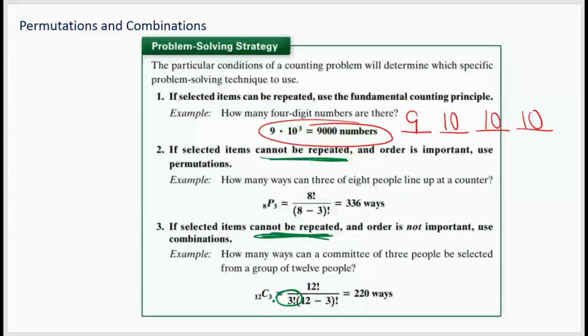You subtract out the duplicates, and your number would always be smaller for a combination than it would be for a permutation of the same situation. Of course, these are 2 separate problems. So when you come back, I'm going to go through this page once again for part 3, and then we'll do several problems where we've just got to decide which of these 3 situations we have.